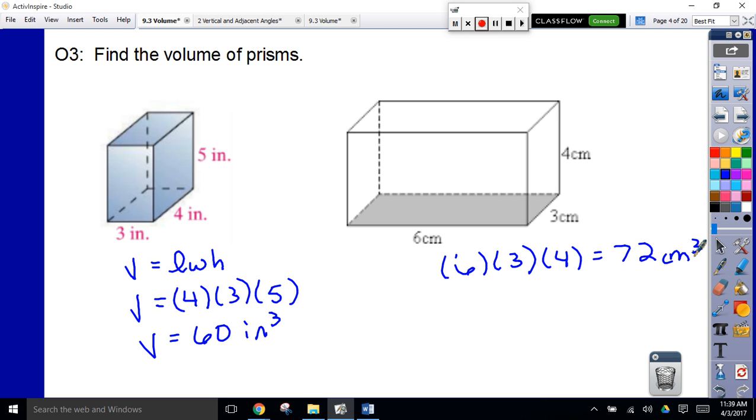Did you guys do volume of rectangular prisms in elementary school? Yeah. I figured. Yeah, they're really pretty easy. Most people already know that.